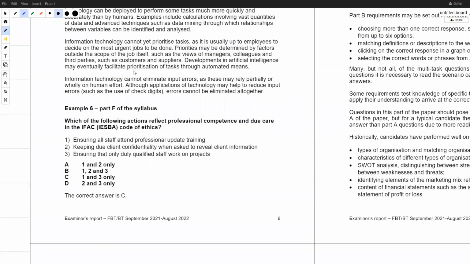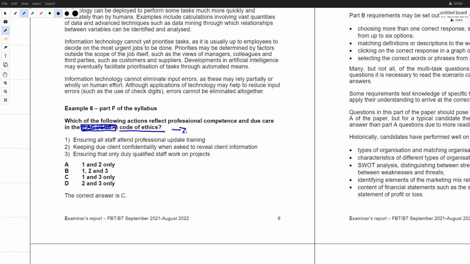Let's come towards the last example for this examiner's report, which states: which of the following actions reflect professional competence and due care in IFAC, IESBA? Leave these very difficult words, IFAC and IESBA. What is this? Let's come towards the code of ethics.